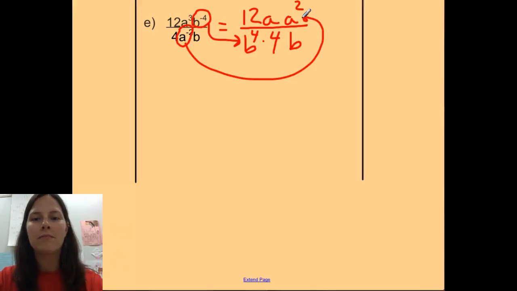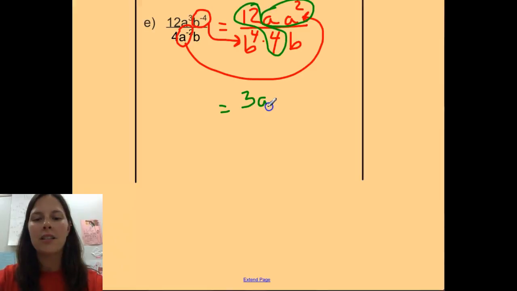Starting to simplify, I'm going to take 12 divided by 4. Those are coefficients, not exponents, so I divide instead of subtracting like we do with powers. a times a squared is a cubed. And in the denominator, we have b to the 4th times b, which is b to the 5th.